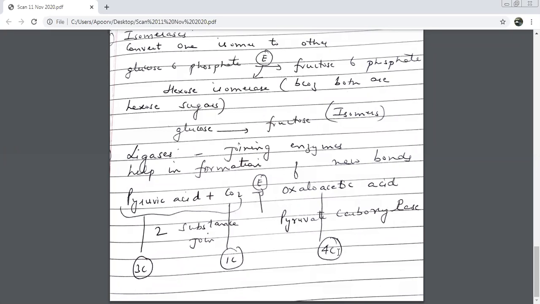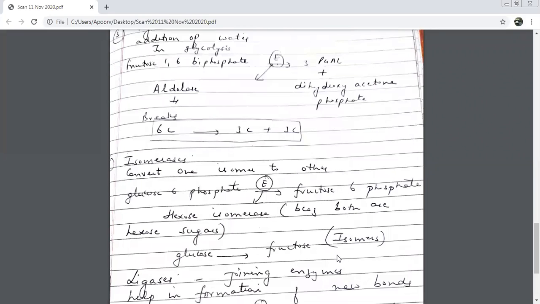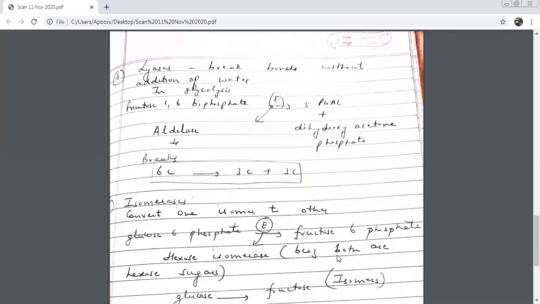You need not learn the name of these enzymes. Again, I'm telling you, 3 carbon in pyruvic acid, 1 carbon in CO2. Oxaloacetic acid is a 4 carbon compound. So it is very clear that 3 carbon plus 1 carbon is giving you 4 carbons. That means new bonds were being made. So these are the 6 kinds of enzyme categories.